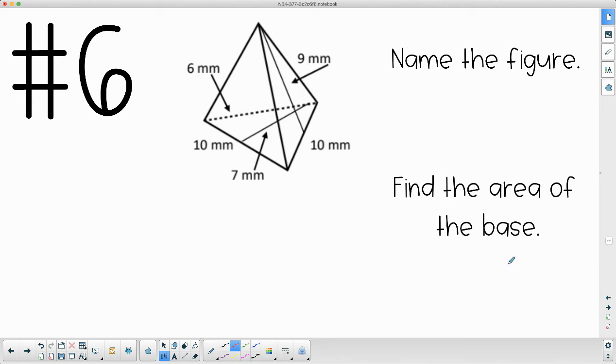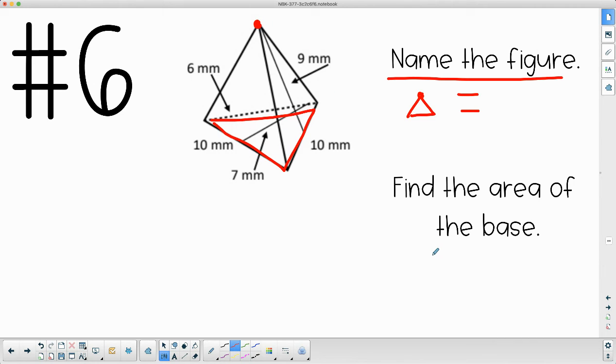Number 6 has 2 parts to it. So we need to make sure we pick 2 answers. So first it wants us to name the figure. So remember that pyramids come to a point, prisms have a parallel top and bottom. So we can see this one comes to a point. Then I look at the shape on the bottom, the base. So identify the base shape, and it's a pyramid.